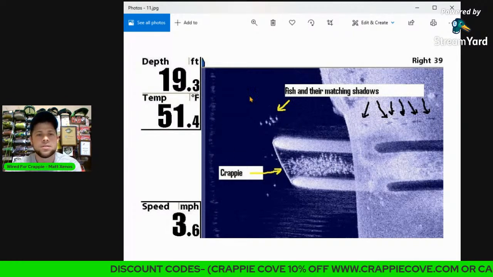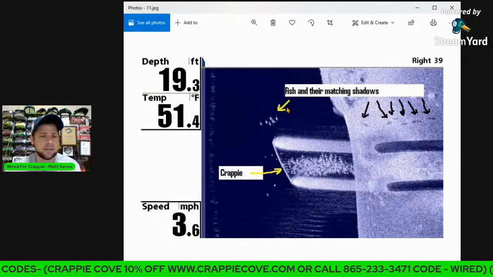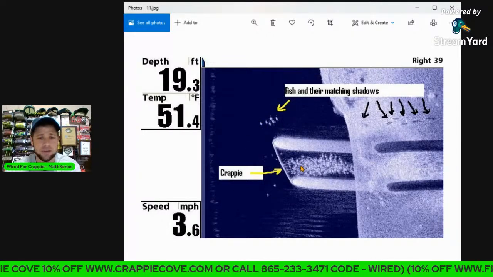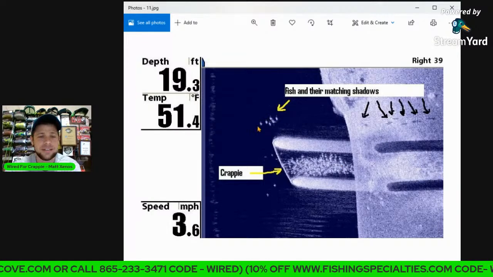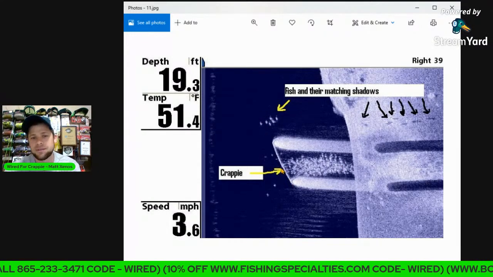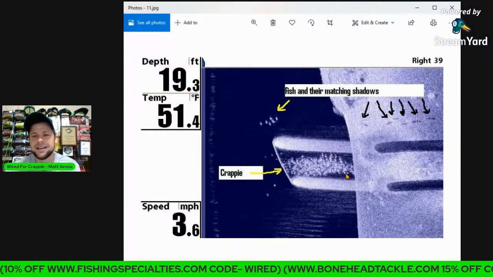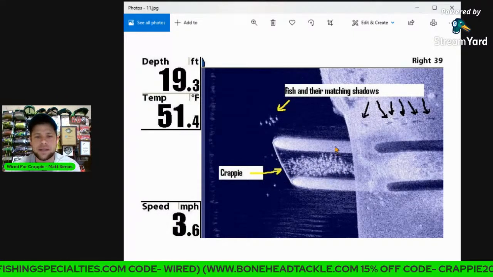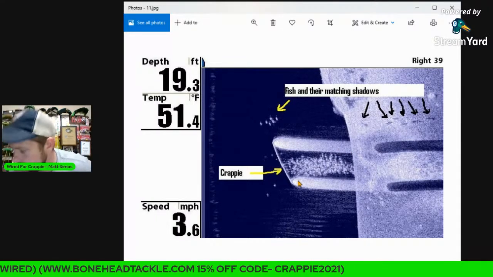And no, when somebody asks me if those are crappie, they're not. Those are not crappie. These are crappie. Those are bass. There's 6 bass, 200 crappie. And then that's a bridge piling, and that's a bridge piling. Hang on one second.